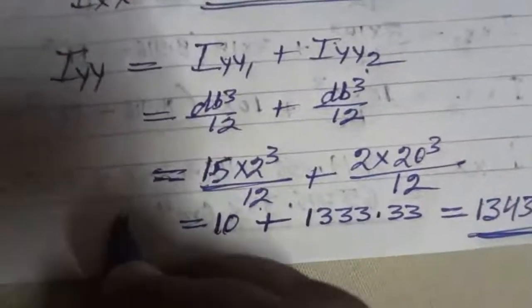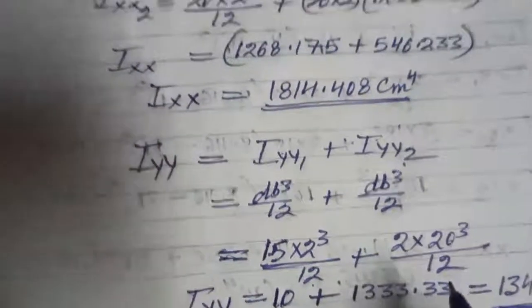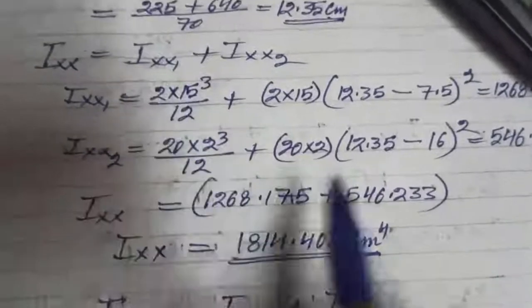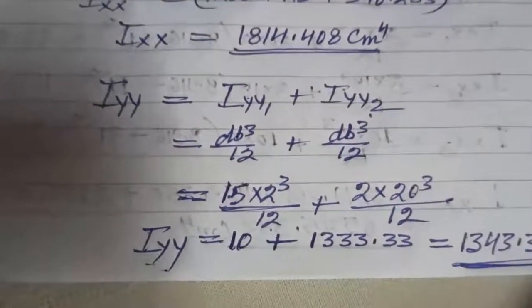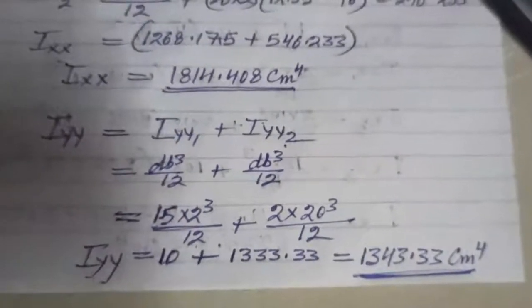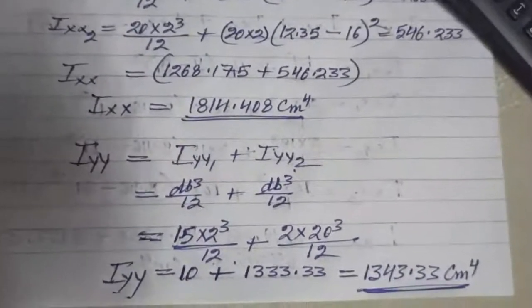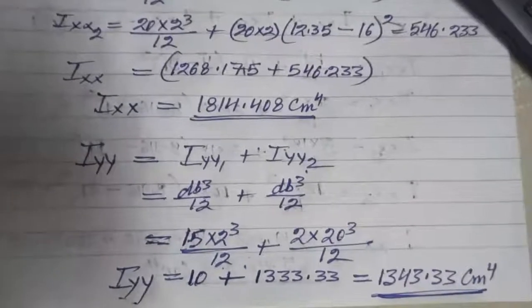So this is IXX and this is IYY. Okay, thank you. In the next lecture, we will take other types of composite figures.